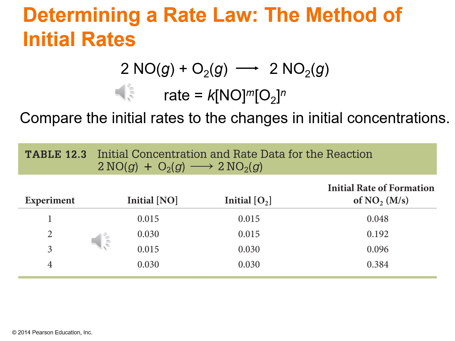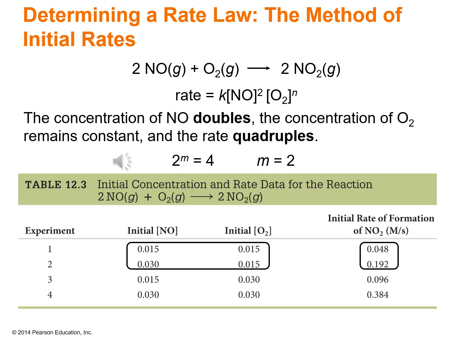When NO is held constant, if you look at experiments 1 and 3, and the initial O2 is doubled, then you see that the initial rate doubles from 0.048 to 0.096, indicating that the rate depends on the concentration of oxygen to the first power. Therefore, the rate law for the formation of NO2 becomes second order with respect to NO and first order with respect to O2.